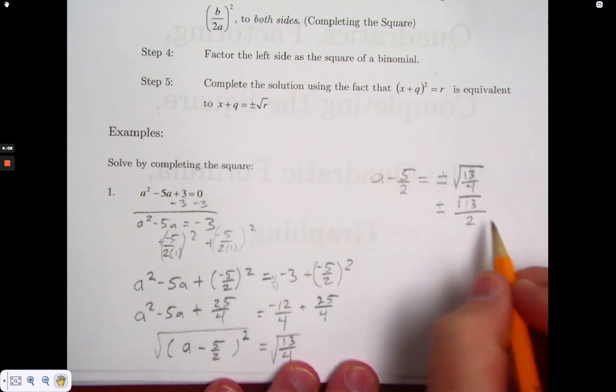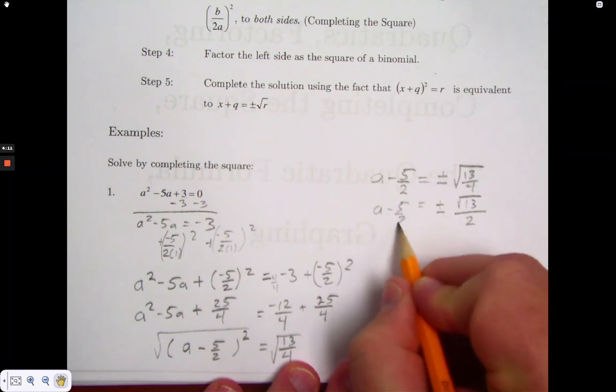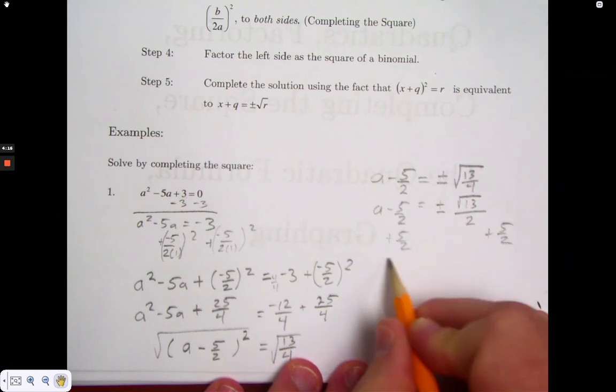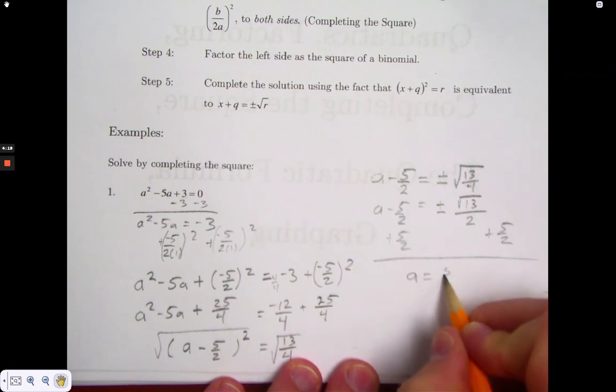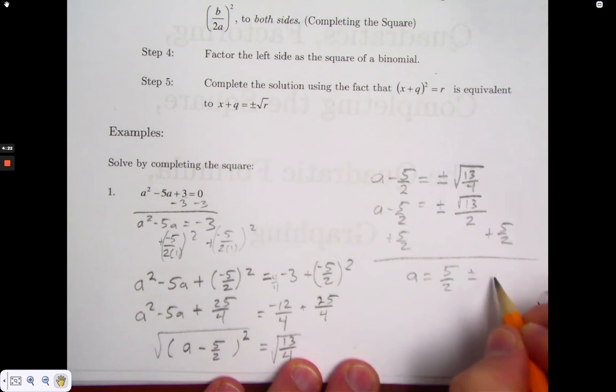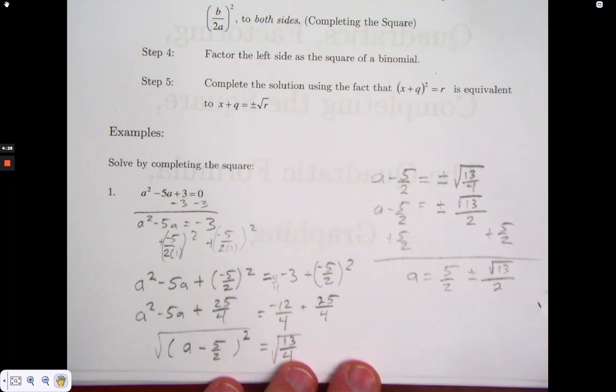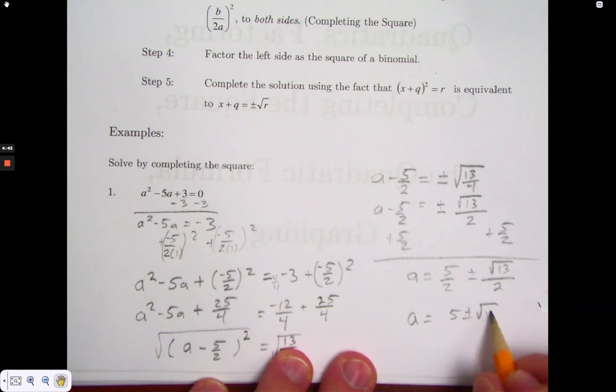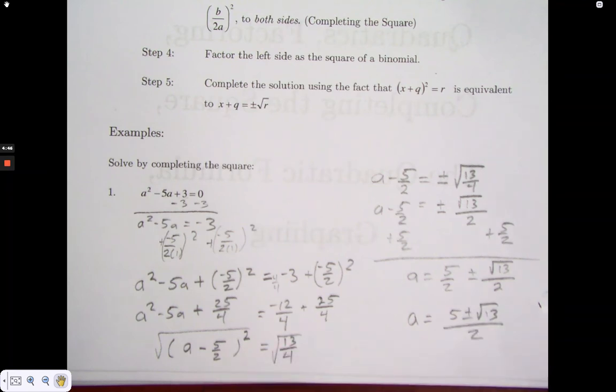And then, so a minus 5 halves. So now we want to solve for a. So we just add 5 halves to both sides. And we get a equals 5 over 2 plus or minus the square root of 13 over 2. Okay, now these are both over 2, so you could write this as a equals 5 plus or minus the square root of 13 all over 2. Any questions?